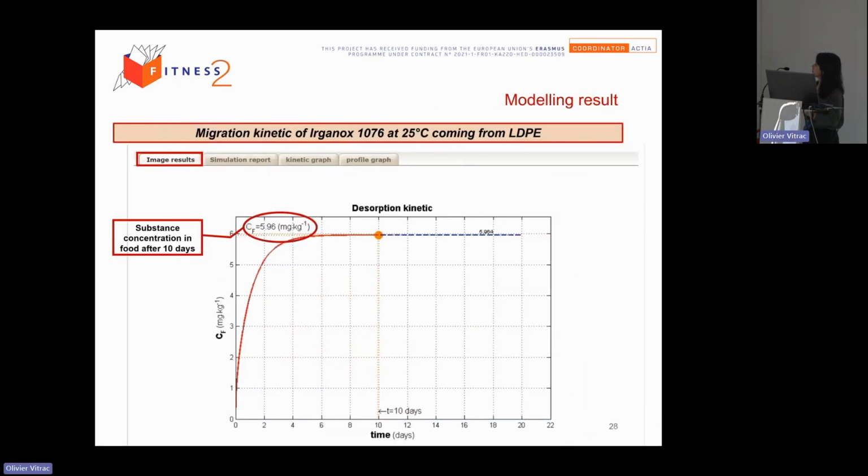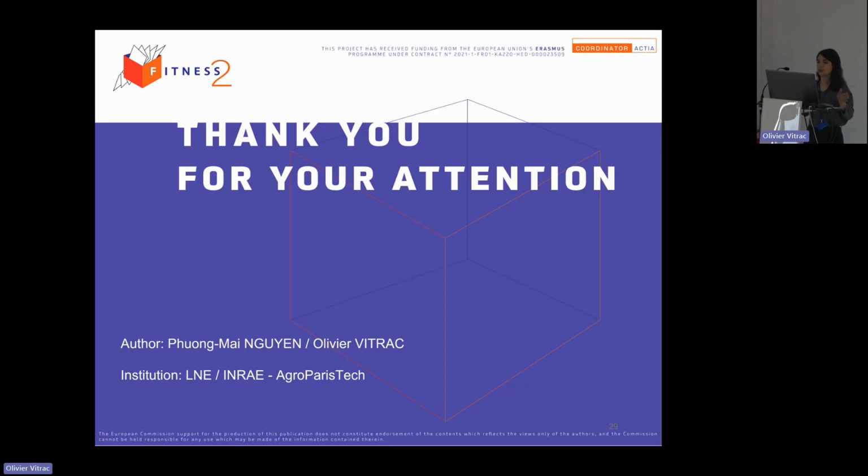And now it is really the interface of the results. So we have many sheets. The first one is the curve concerning the migration kinetic, or desorption kinetic, because the substance quits the packaging and goes into the food. So it's a desorption phenomenon. And after, you can have the simulation report. You can also have the profile, the interactive profile. That's all for today.